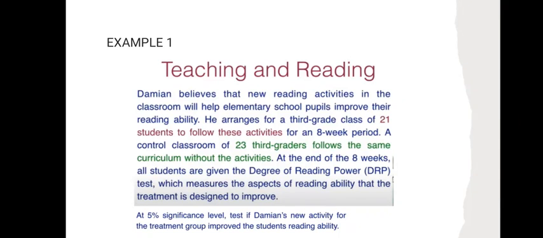At the end of 8 weeks, all the students are given the Degree of Reading Power test, the DRP test, which measures the aspects of reading ability that the treatment is designed to improve. The significance level was 5%. Test if Damien's new activity for the treatment group improved the students' reading ability.